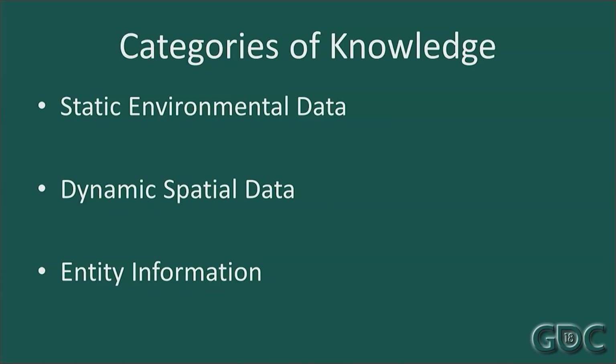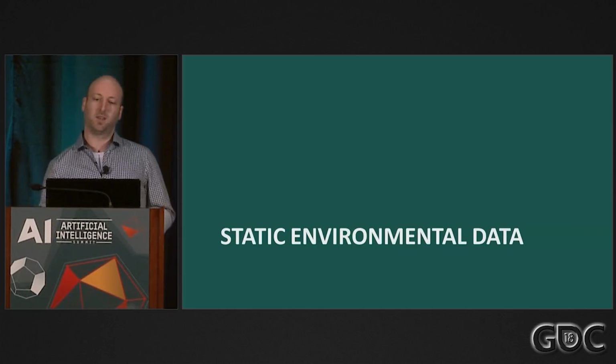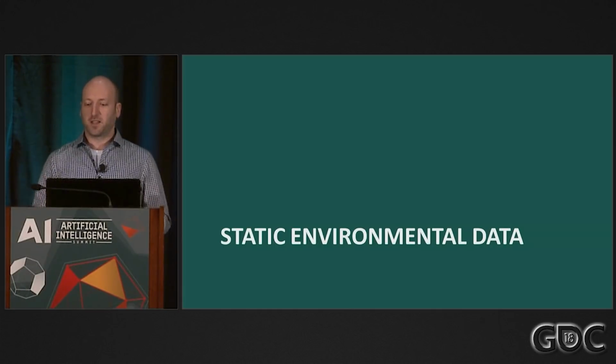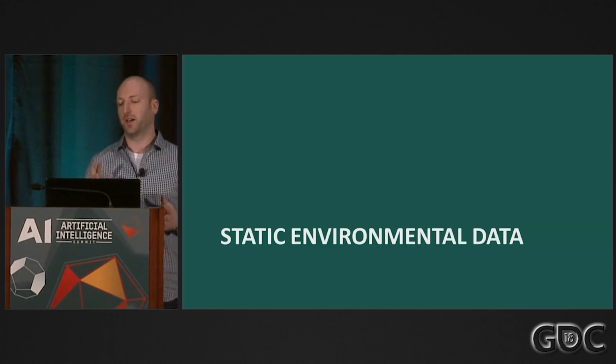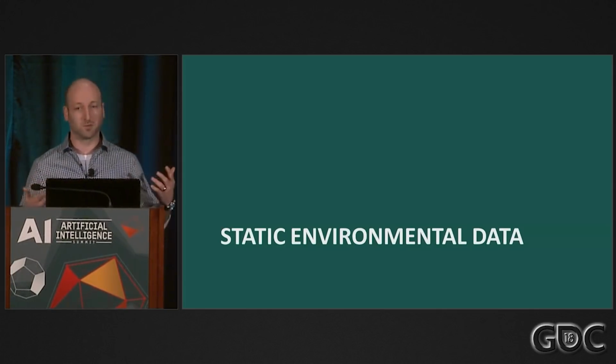And it's helpful to think about this data falling into three broad categories: static environment data, dynamic spatial data, and then entity information. Static environment data, as the name suggests, is representing the physical world to your agents. This data typically does not change a lot at runtime, and your agents use this predominantly to find their way around or search for positions.